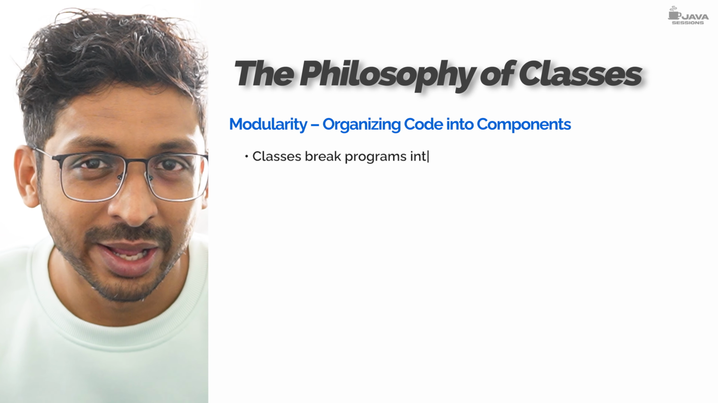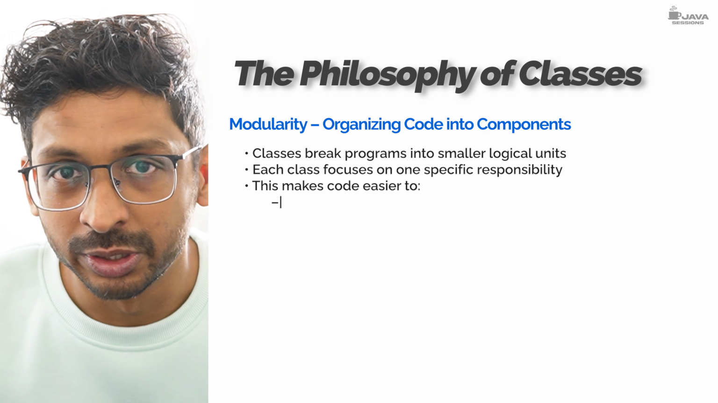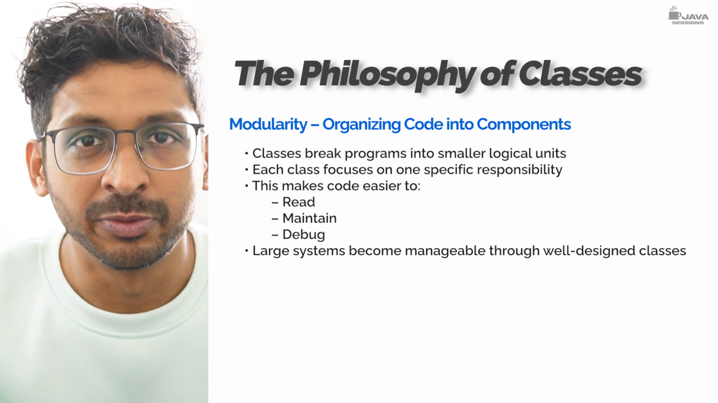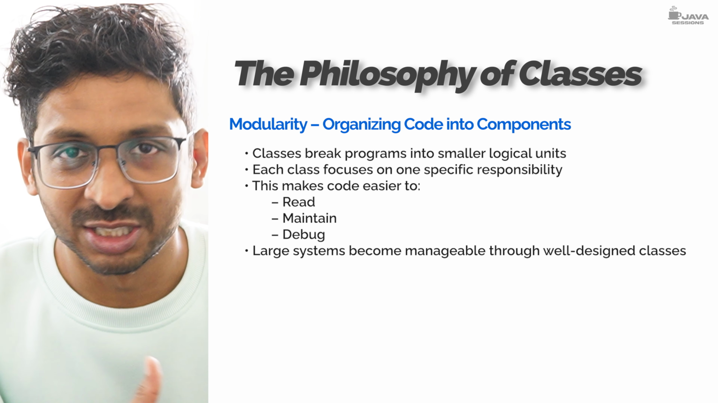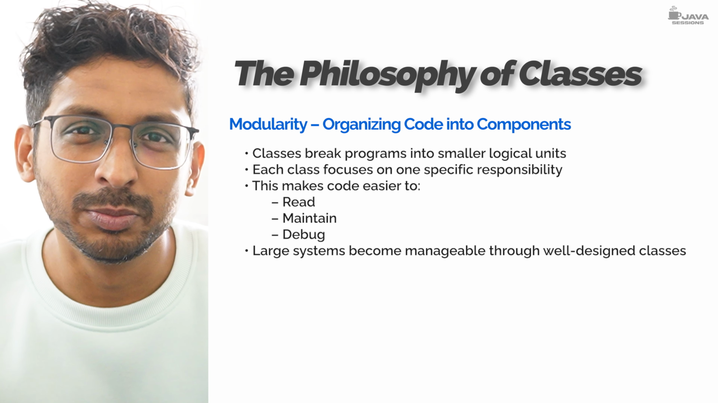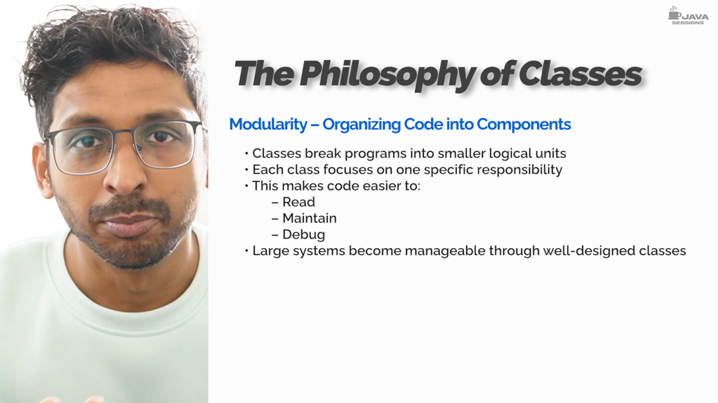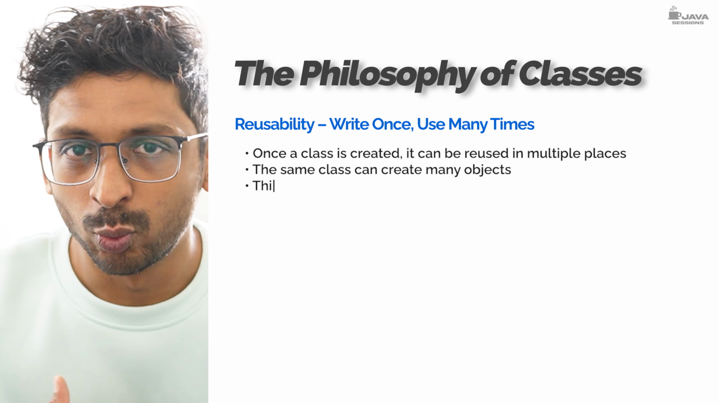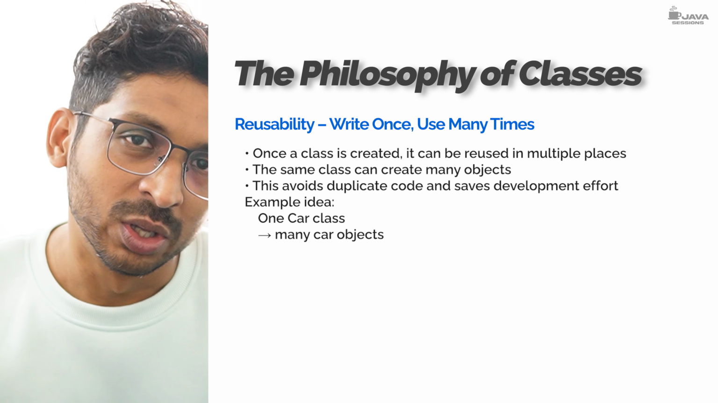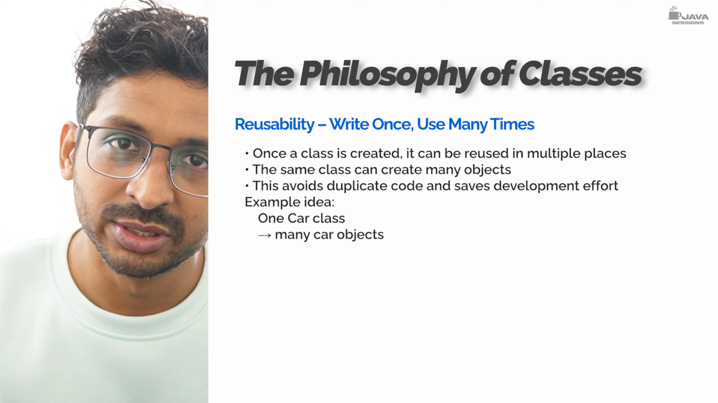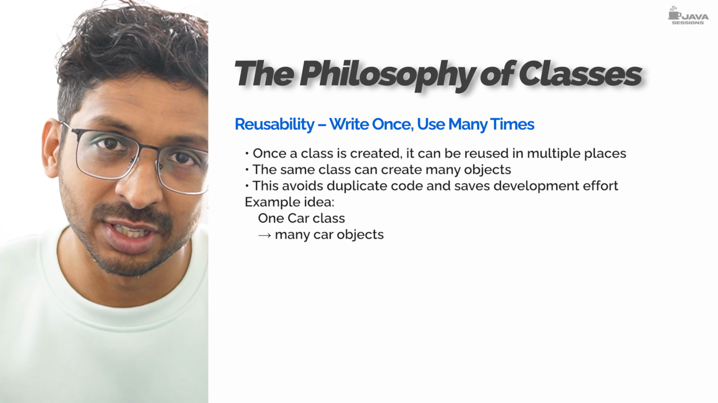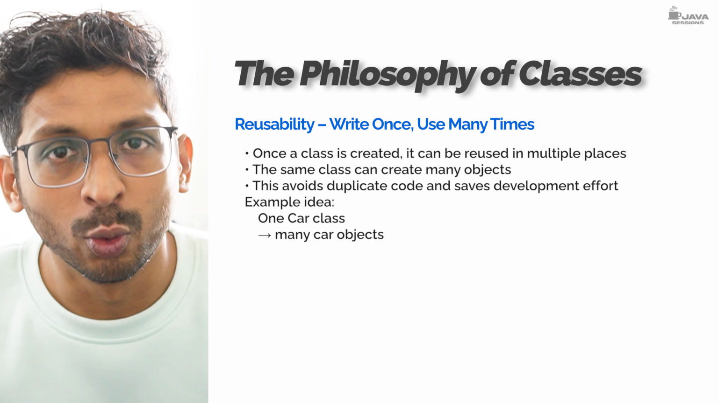Then comes the modularity aspect of it, which helps us organize the code. Each class is responsible for one specific defined purpose. By keeping these responsibilities separate, the system becomes easier to read, understand, maintain, and debug. Then comes the factor of reusability, that is write once and use it multiple times. Once you define a class, you can reuse it anywhere within the same program or even different projects. It saves efforts and prevents the overall code duplication.